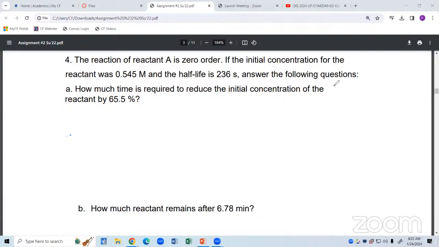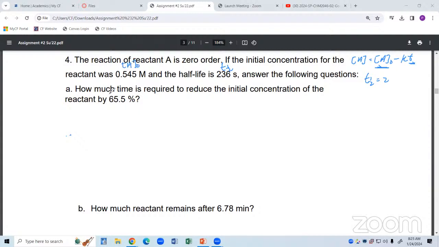All right, so remember now, the equation that we just derived for the zero order reaction is the concentration of A is equal to the initial concentration of A minus kt, all right? Now the question gives us the initial concentration of A, and it gives us the half-life. The half-life is 236 seconds. So this is the half-life here. This is the initial concentration of A, all right?